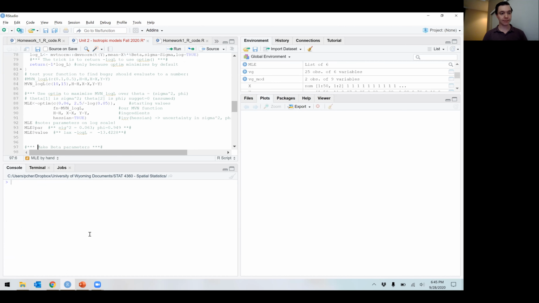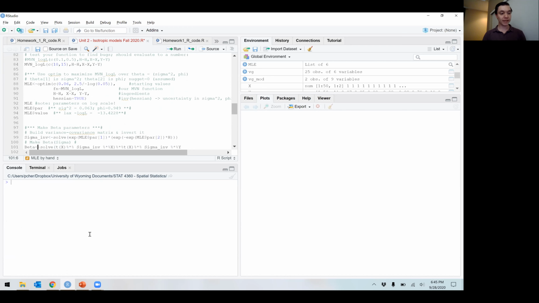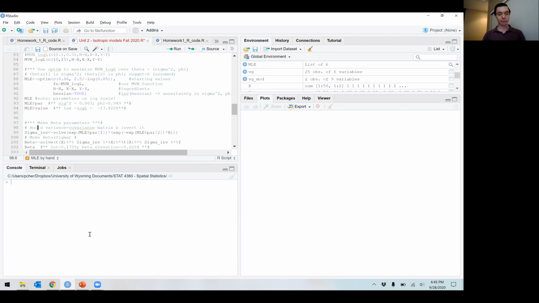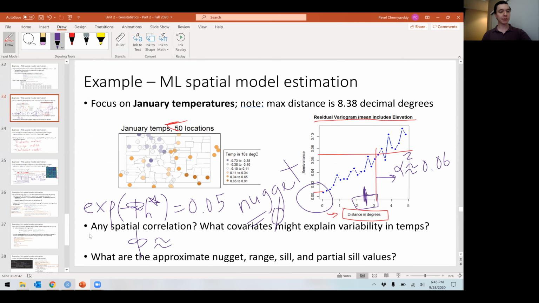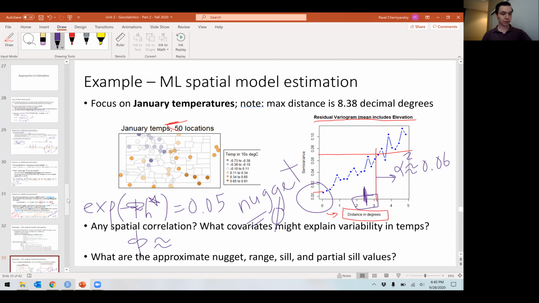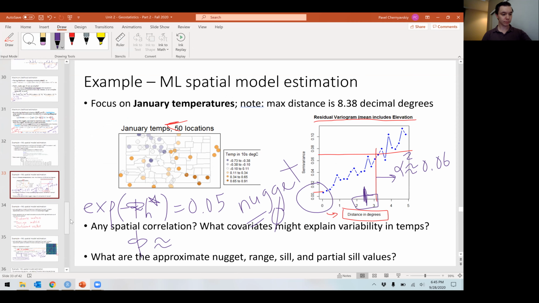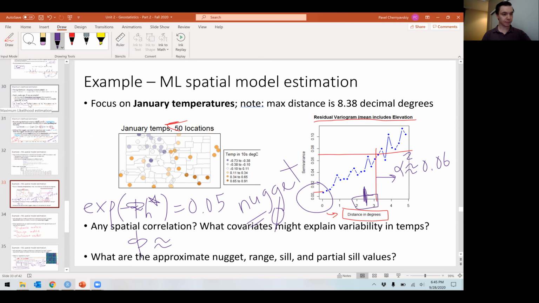So this was our log likelihood by hand. I can also build my beta parameters. Remember again, I'm going to apply the GLS equation here. Looking for the slide. There we go.